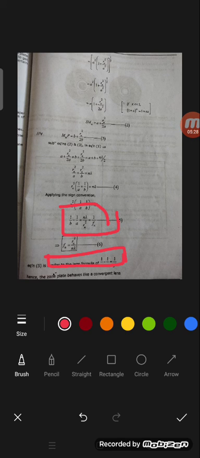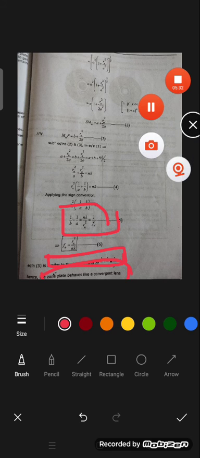Hence, this shows that the zone plate behaves like a convergent lens.